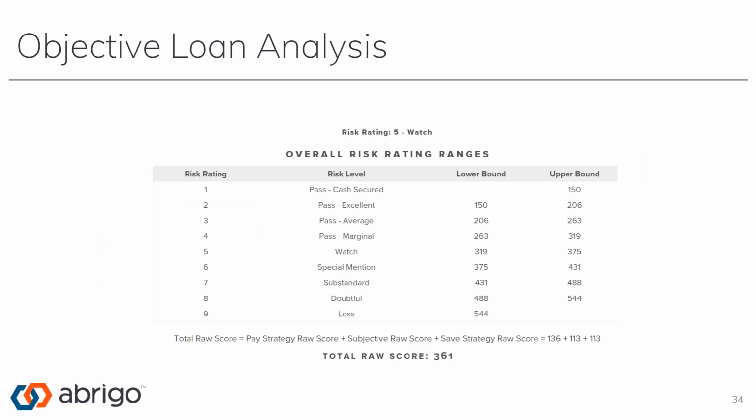And so here you can see my total score was 361. I'm comparing it to my risk rating matrix, and I say a 361 equals, hey, this is going to be a watch. So you see my overall grade was a watch loan based on the 3 sections, and that's how I would assign the credit risk to this individual credit.